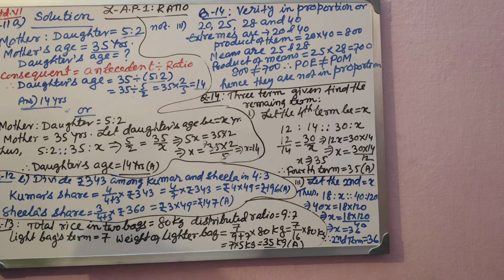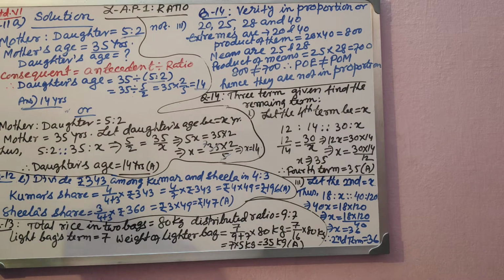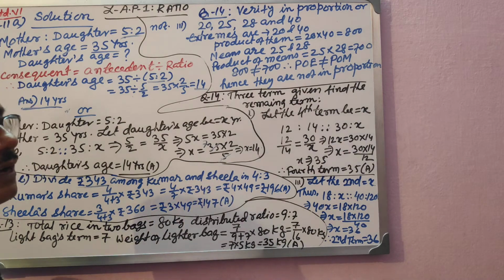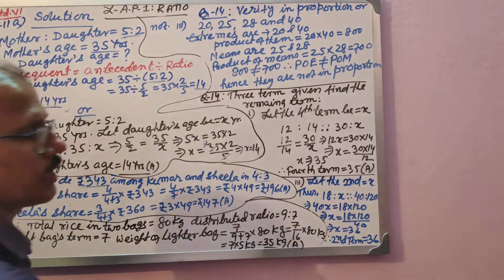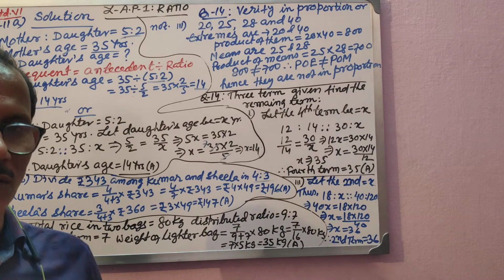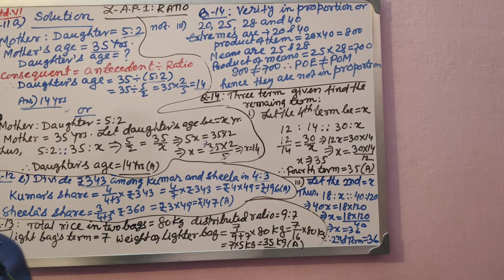So that also you can do, but if you do it with the ratios formula, it is its own term divided by the sum of the ratio into the given quantity. So I have taken question number 12b: rupees 343 is the amount you have to distribute among Kumar and Sila in the ratio 4:3. Who will get more? The ratio of Kumar to Sila is 4:3. Definitely Kumar's term is more, so Kumar will get more share.